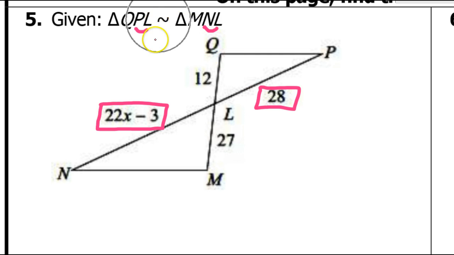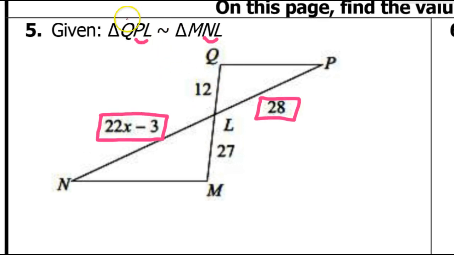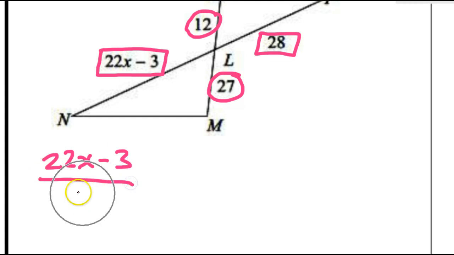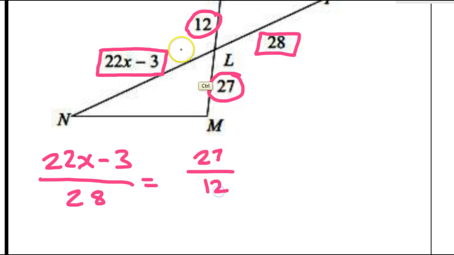And then now let's talk about QL. All right, so here's QL. That's going to correspond with ML. So QL and ML. So when I make my fractions, I'm going to do square over square equals circle over circle. So I can do 22x minus 3 over 28 is equal to 27 over 12, right? Square over square is equal to circle over circle.